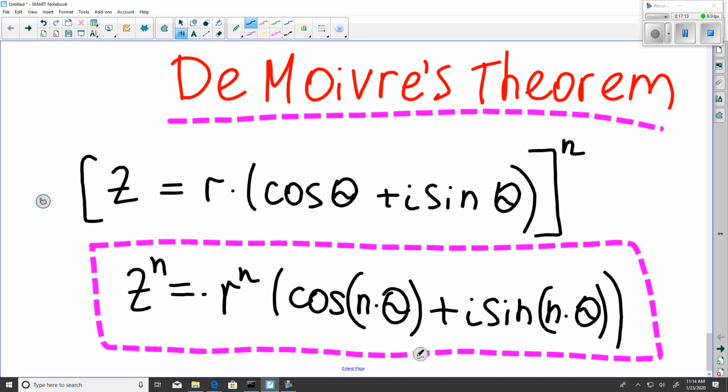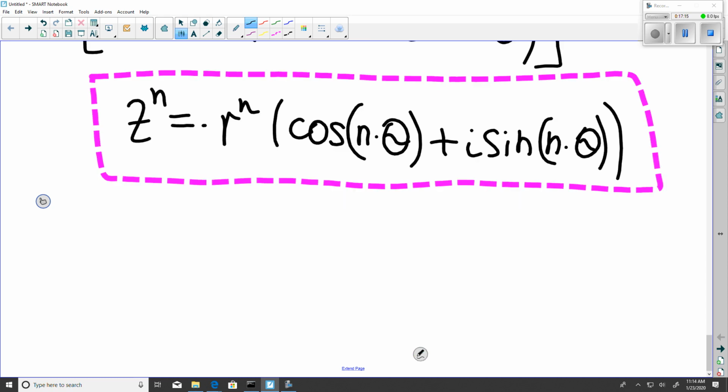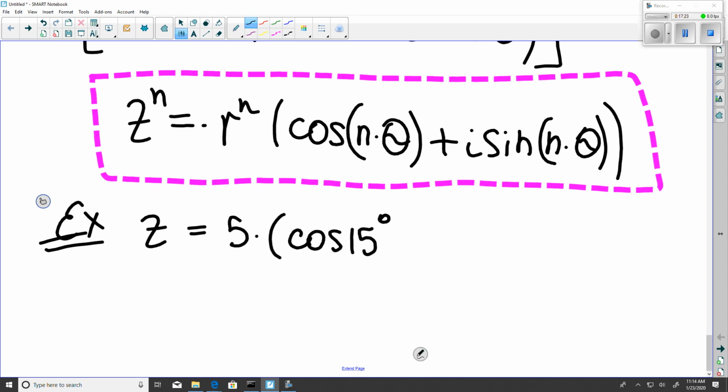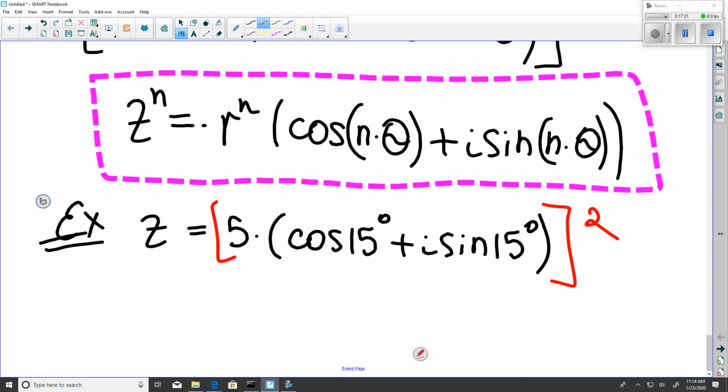And one example, and we're done. Example: please take the number z, which is 5 times cosine 15 degrees plus i sine 15 degrees, and please raise this entire number to the second power. I'll give you 30 seconds and then I'll write the answer and we'll be done.